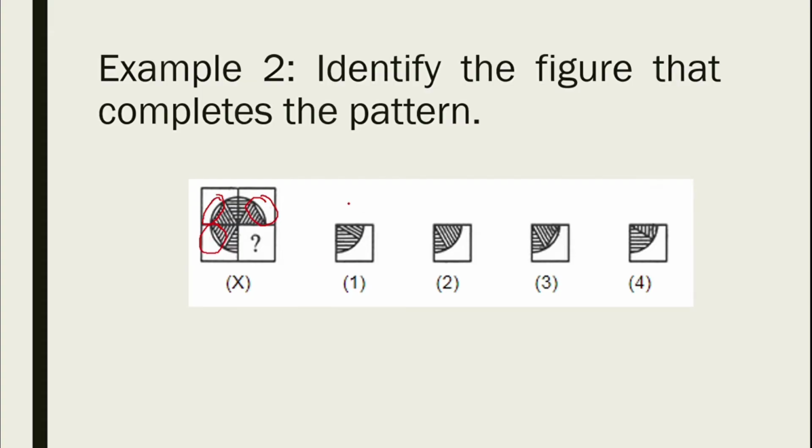First, eliminate this one because we could not reflect the hole here. This one could be, and this one could not be. Therefore, the best figure that completes the pattern is number 3. This is an easy one because by just looking at the figure, we can deduce that it has a little hole. All right, so that's number 2.